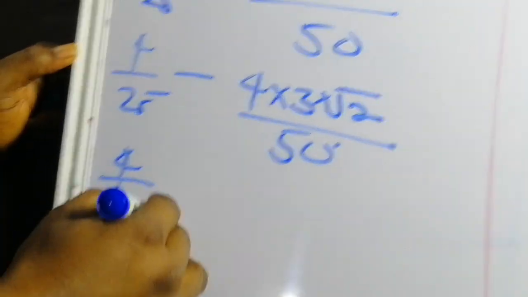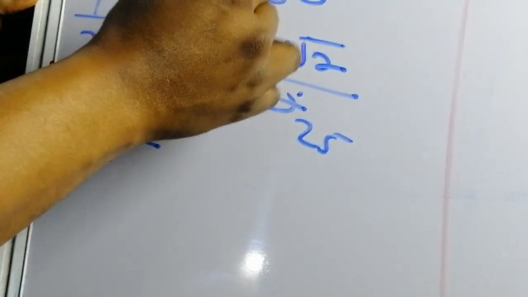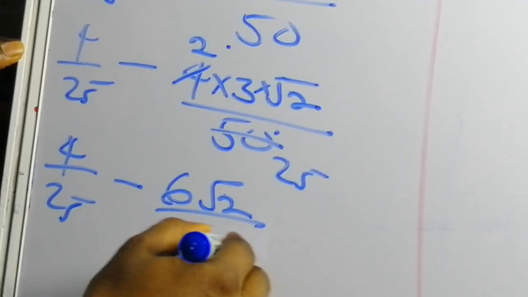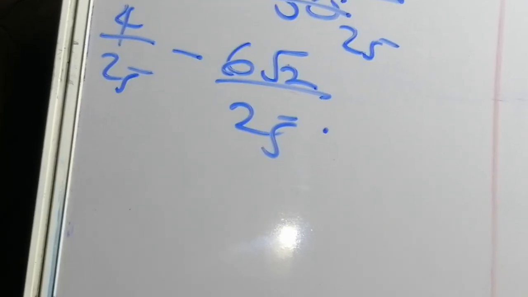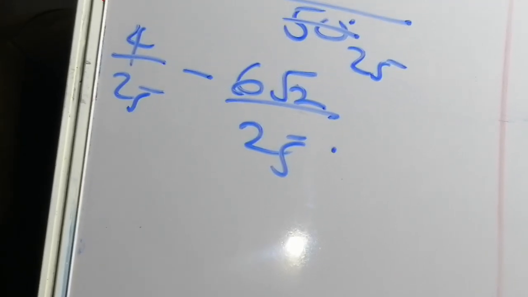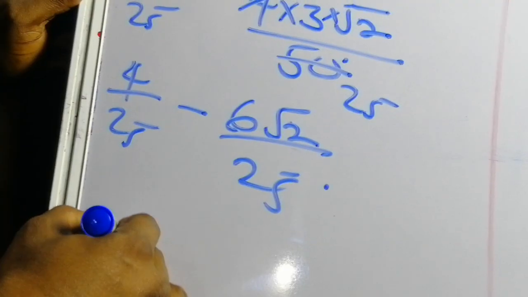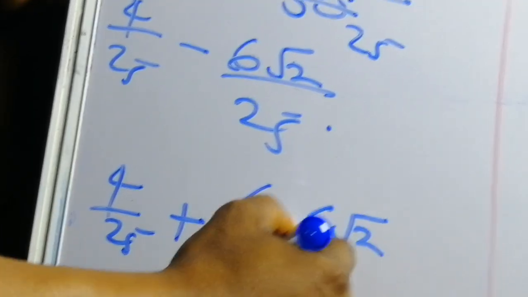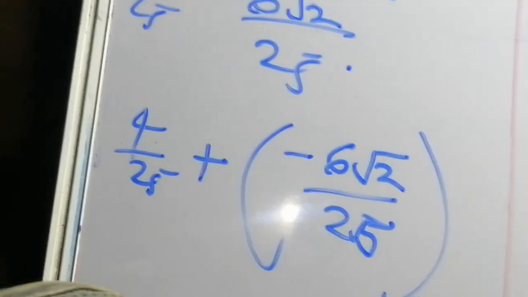So it's the same thing as 4 over 25 minus. Now what can I use? I can say 2 here goes into 25, and 2 here goes into 50. So 3 times 2, that's 6 root 2 over 25. Don't forget, in the next topic that we are moving to, we should be dealing with how we can multiply minus and plus, plus and minus, minus and minus, plus and plus, because they are very key. You need to understand them very well. So in this regard, this is the same thing as 4 over 25 plus into minus 6 root 2 over 25.